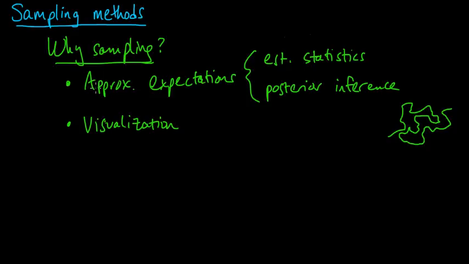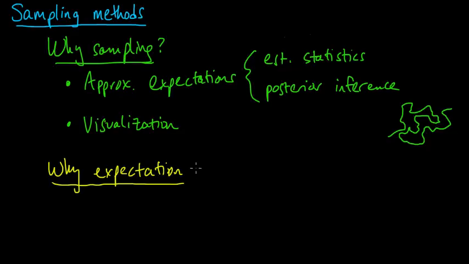Okay, so I claimed that approximating expectations was a very general sort of thing. And why is that? You might think expectations, well, that's just a very special thing. It's just the mean of a distribution. Why is that so general? Well, first thing to note is that any probability is an expectation. Any probability is an expectation. I'll put E for expectation.